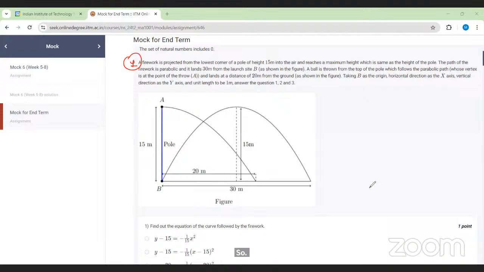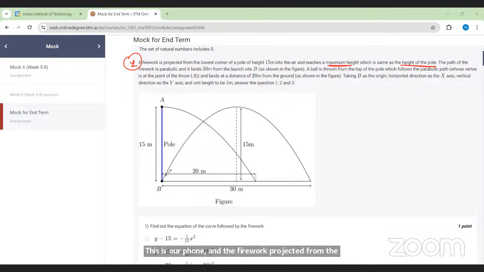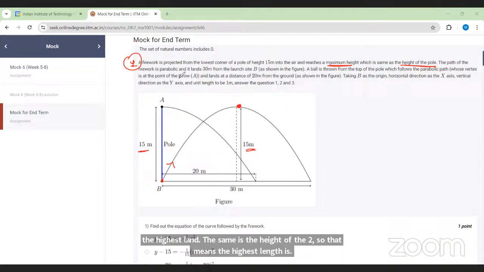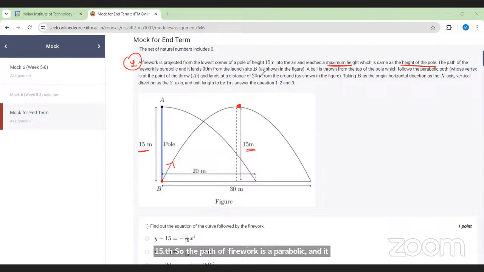A firework is projected from the lowest corner of the pole, and the maximum height is the same as the height of the pole. So this is our pole, and the firework is projected from here, the lowest corner. The length of the pole is 15 meters, and the firework reaches its highest point, whose height is the same as the pole, so the highest height is 15. The path of the firework is parabolic, and it lands 30 meters from the launch site B. So this is the 30-meter distance.